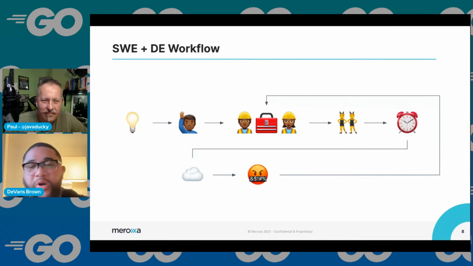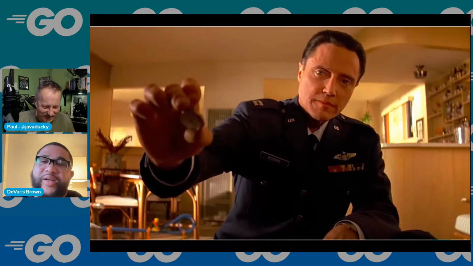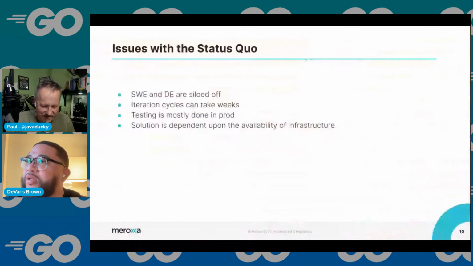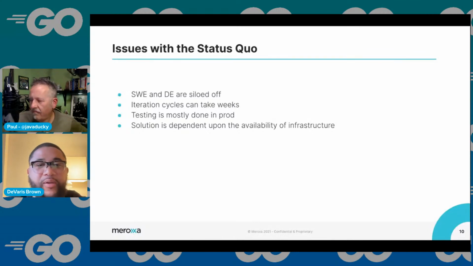And so the real big issue is that there's a lot of pain that's involved with a lot of this process, right? And so the status quo, the issues are that software engineers and data engineers are siloed off. In software engineering land, we have all these paradigms around agile and fast iteration cycles and things like that. But when I need to go talk to a data engineering team, it's very waterfally, right?